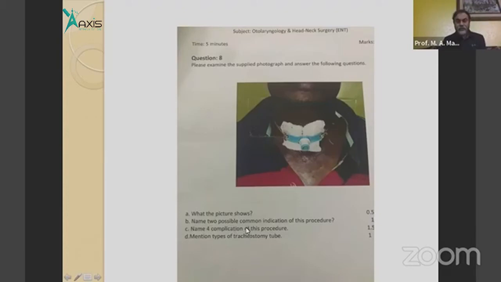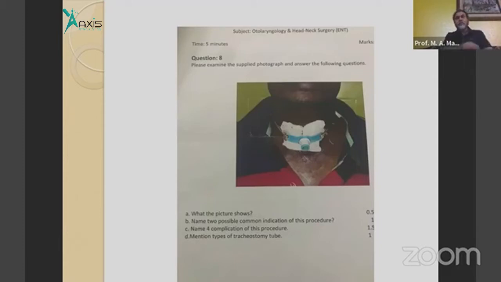Name four complications of this procedure we have discussed. Mention the types of tracheostomy tube. What are the different types of tracheostomy tube? Tracheostomy tubes are of different types. One is plastic tubes, another is metallic tubes. Plastic or PVC tubes have cuffed and non-cuffed types, and then there are metallic tubes. So these are the types of tracheostomy tube.